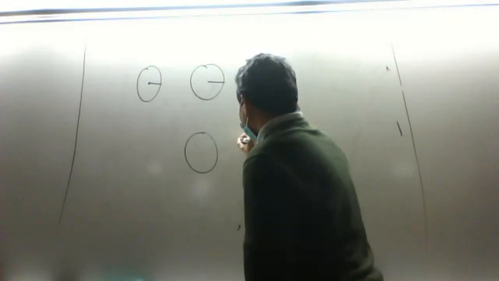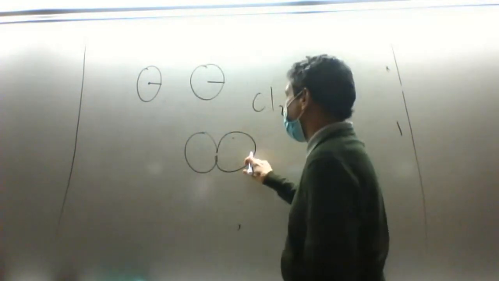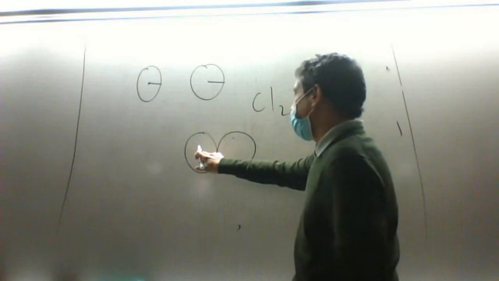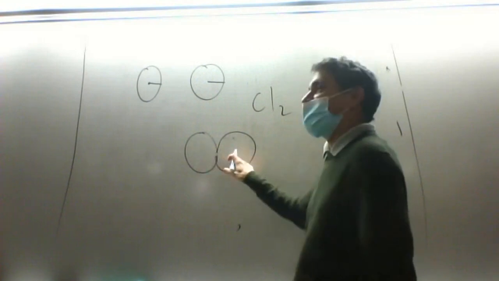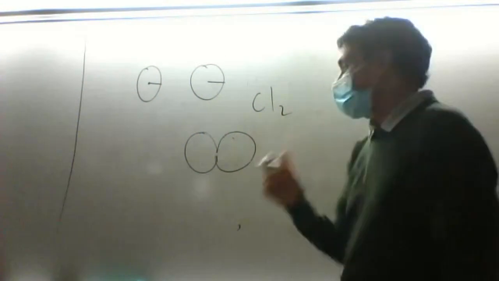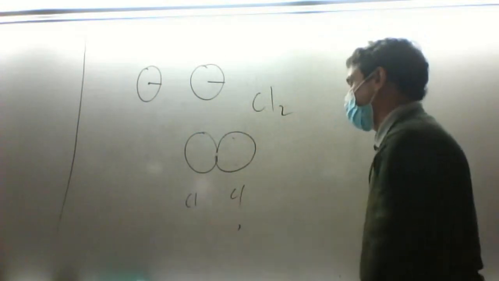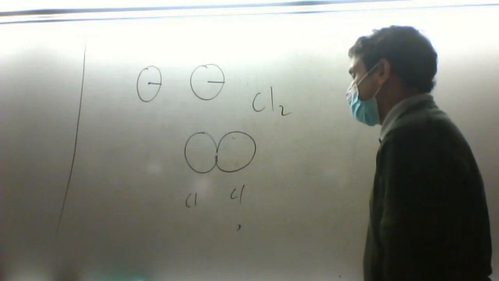So let's say this is one chlorine, and in real life these chlorine atoms are the same size. Maybe you see here that this one looks a different size, but it's not; I just couldn't draw the exact same size. So this is a chlorine, and this is also chlorine. We have 2 atoms sitting together and giving the chlorine molecule.